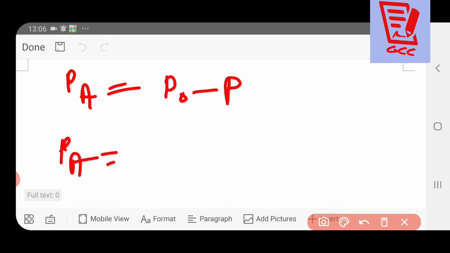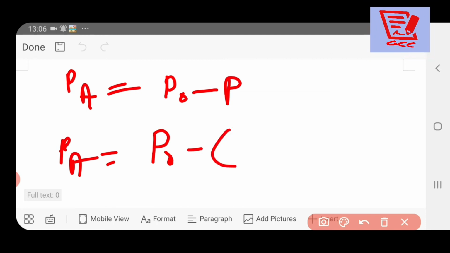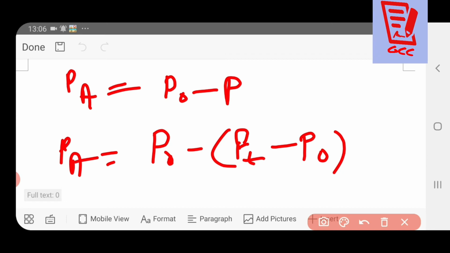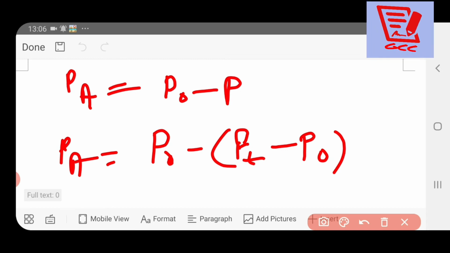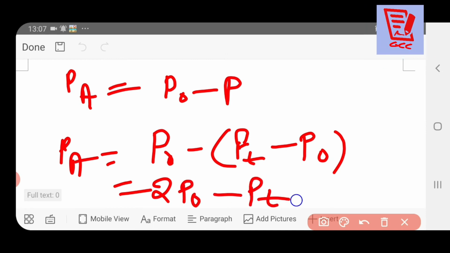So what will this become? P naught minus of P total minus P naught. Is that clear? So this becomes 2P naught minus P total. This is the pressure for the reactant A, 2P naught minus P total. Clear?